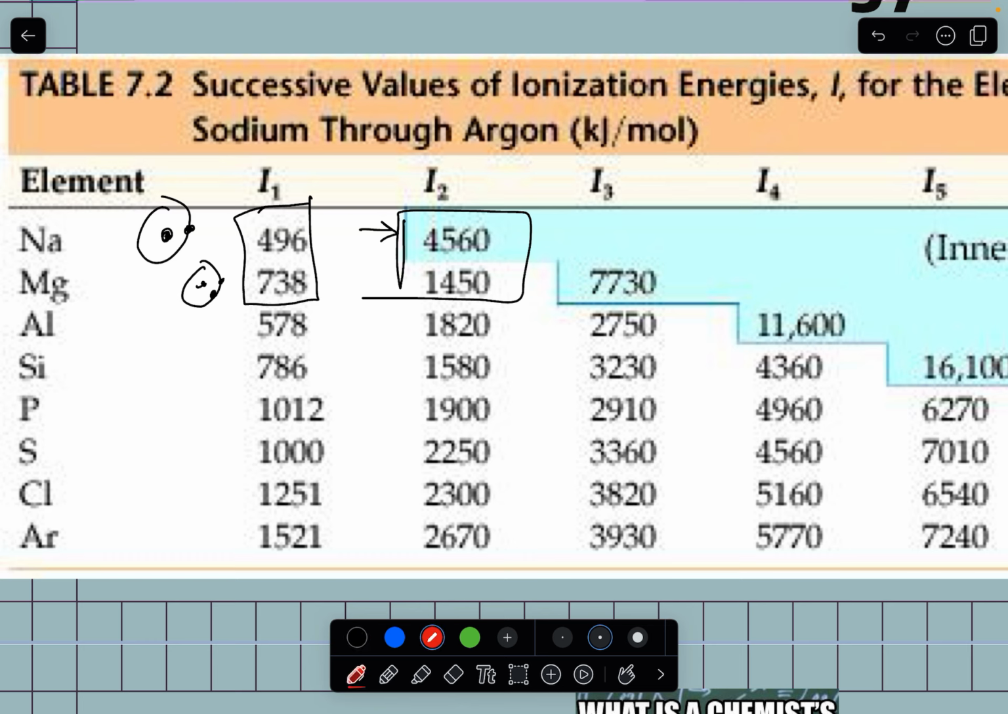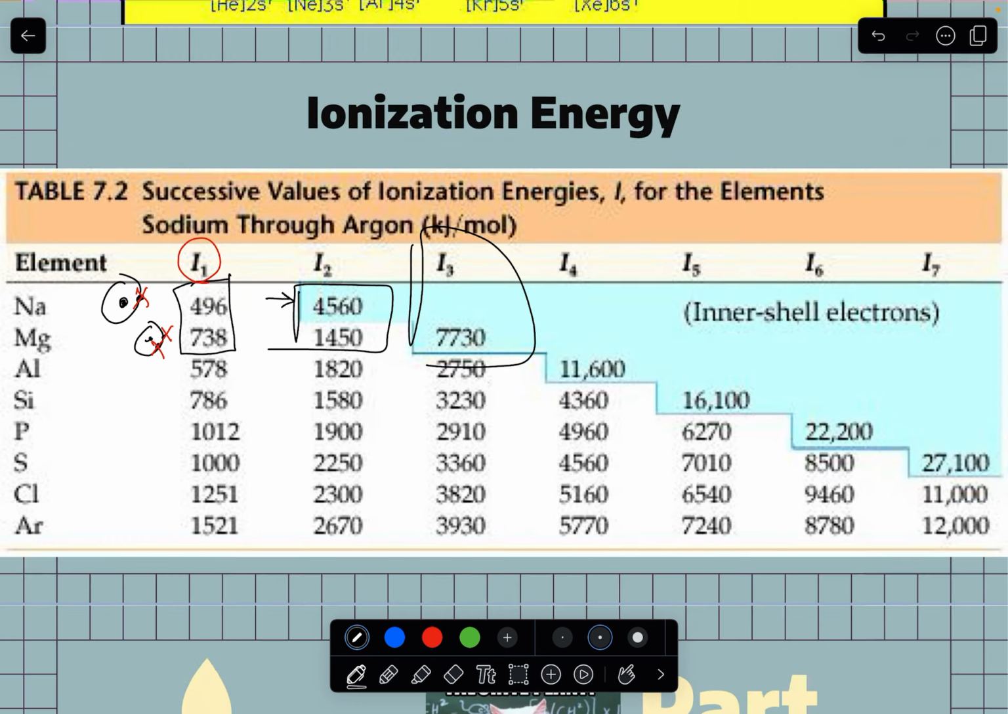Because I1 removes 1, and now that valence shell is gone, so you have to remove something from the inside. Same thing for magnesium with I3 here, right? It jumps up quite significantly because you've already removed 2 of them. The third one has to come from an inner shell.